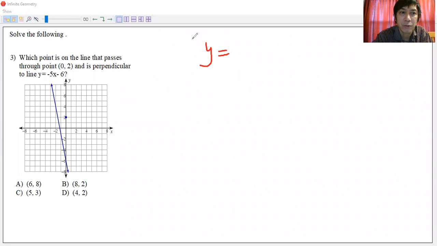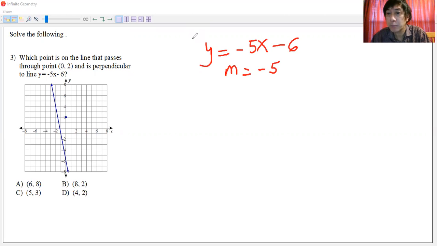The given equation is y equals negative 5x minus 6. Okay, perpendicular to the given slope, the slope here is negative 5. So to get the perpendicular slope, it should be the negative reciprocal. If you negate a negative, it becomes positive. And the reciprocal of 5, okay, is 1 over 5, okay? There. That's the required slope of the perpendicular, okay?